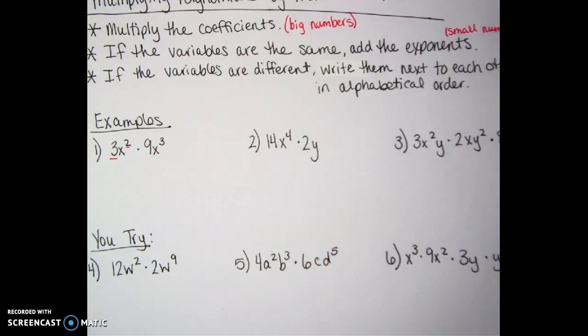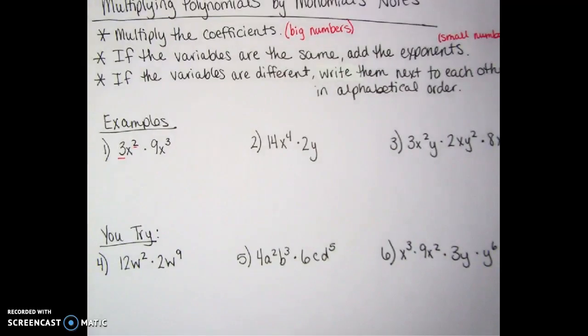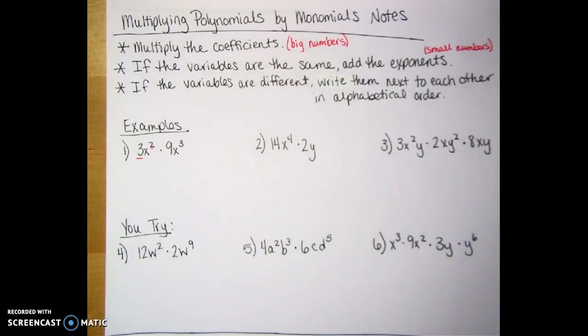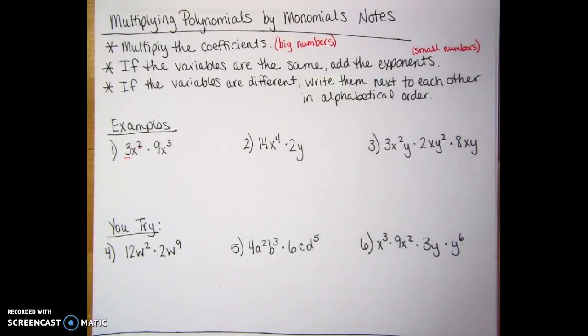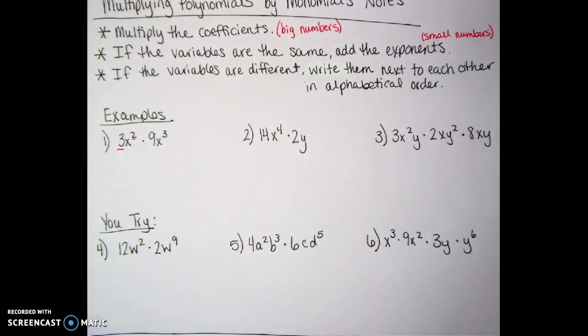And then last rule is if the variables are different, you need to write them next to each other. Sorry, you can't see that. You need to write them next to each other in alphabetical order. Okay, let's get into these examples.